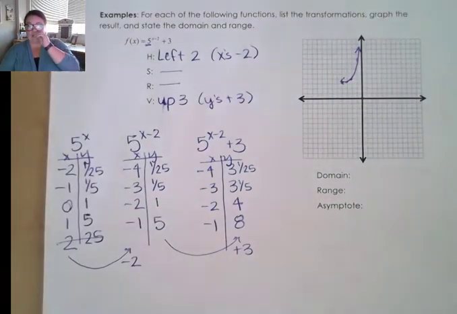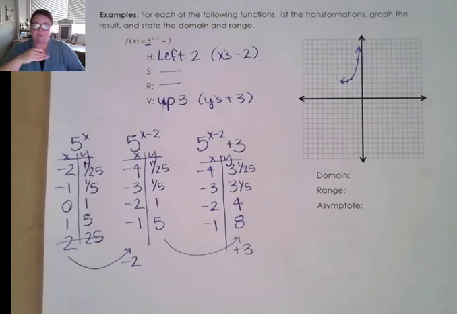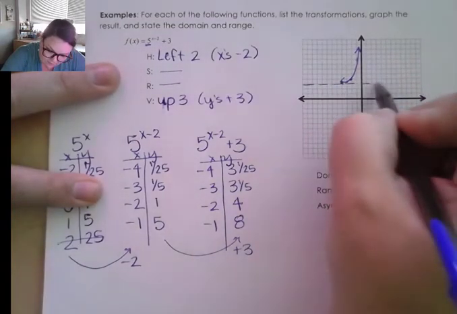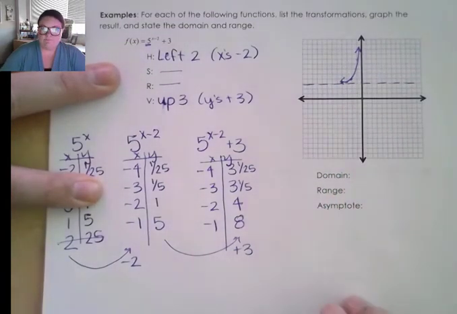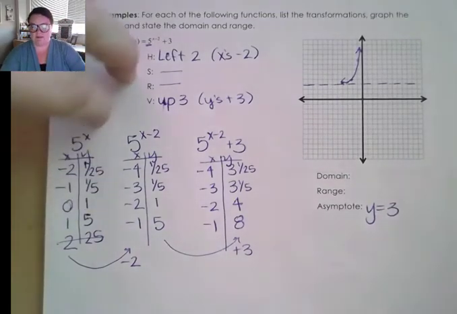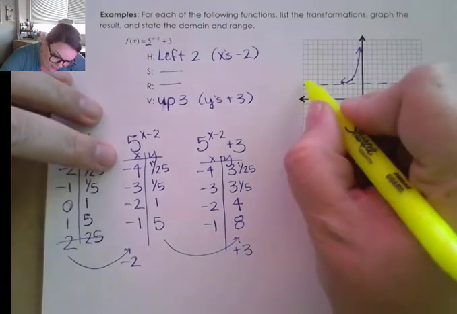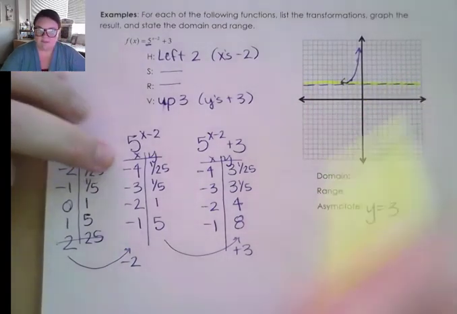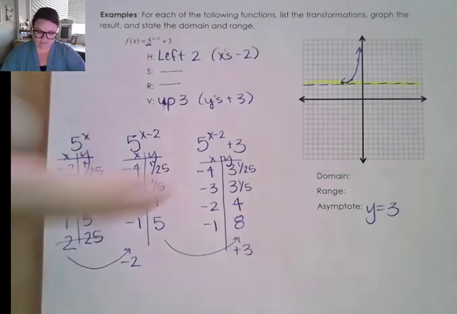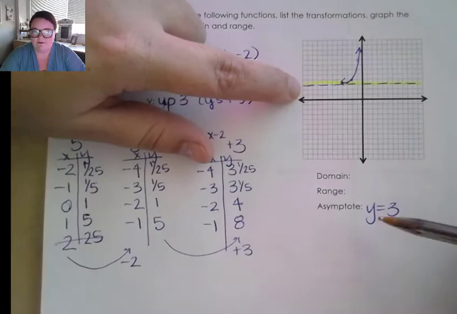And we can see here that instead of our asymptote being down at 0, because we shifted this whole function up 3, now our asymptote should be up here at y equals 3. Again, make sure you highlight it or put a dotted line or something so that you know it does not cross that horizontal line. Okay, and then we want to find our domain and range.